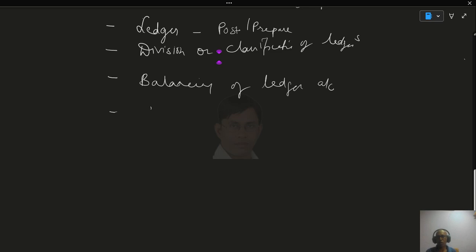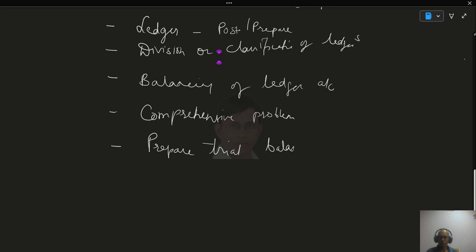And we have done one comprehensive problem to cover all these aspects, and ultimately we have prepared the trial balance. What is a trial balance? How to prepare it? The format, the procedure, the structure or design of the trial balance. All these things we have learned.